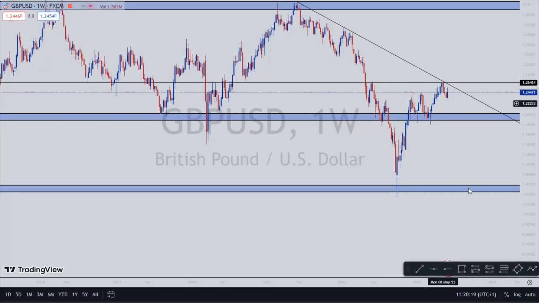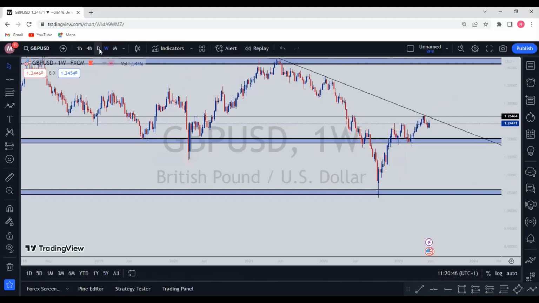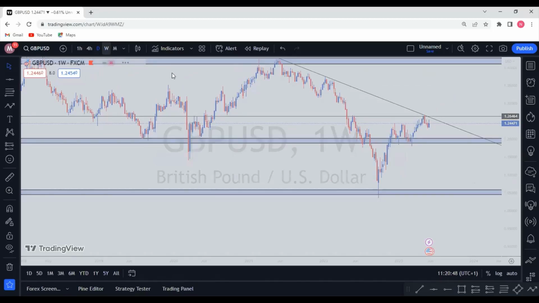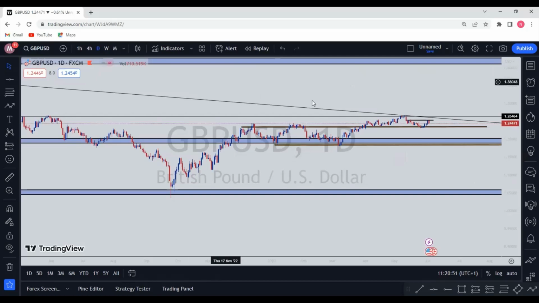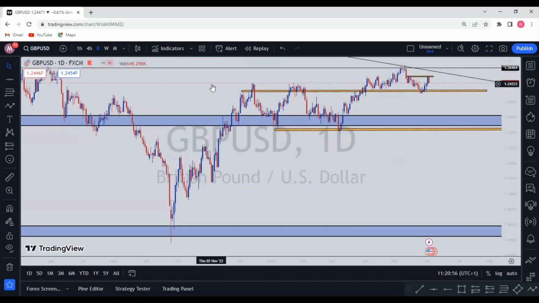So for us to get here, at least we have to break this point. If we have to trade this, we are first of all going to look to this point. Then after we have broken this, we are going to look at going down all the way to this point. So that being said, let's go now to the daily time frame.